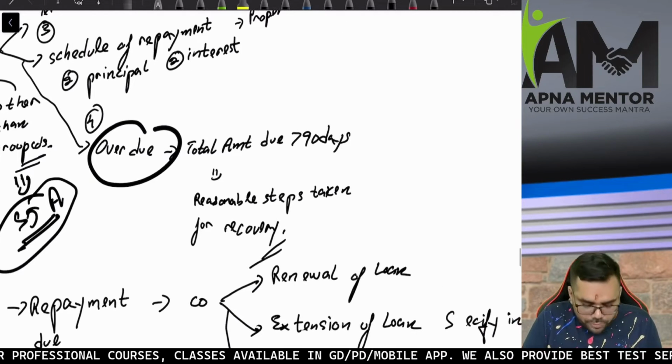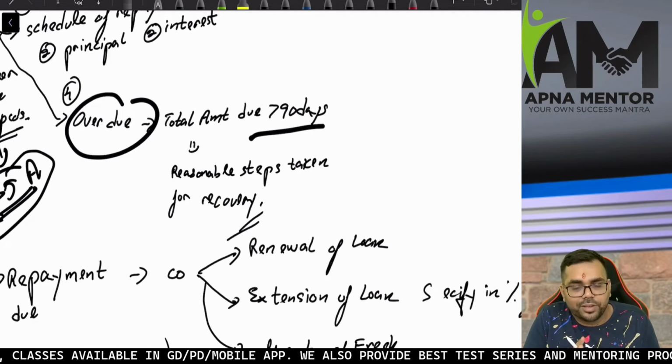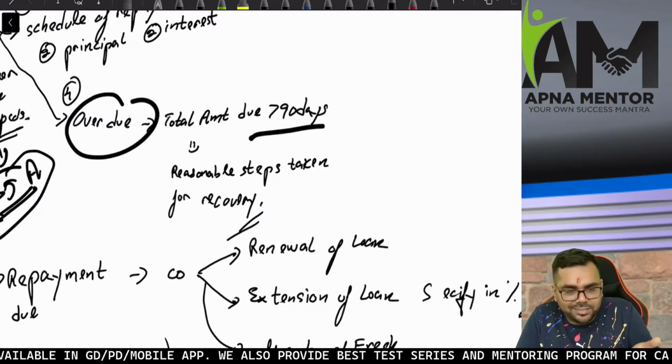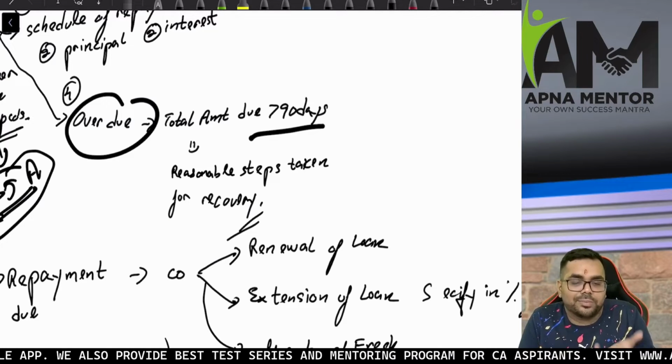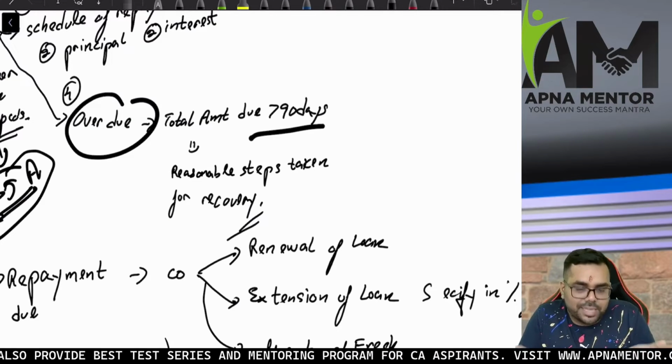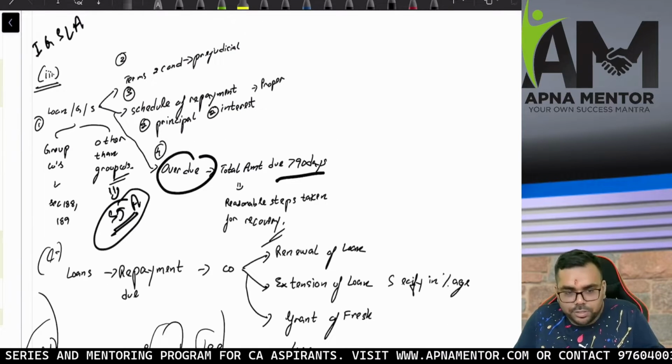So if the amount is overdue and the total amount due is more than 90 days, whether reasonable steps are taken for recovery. More than 90 days, almost it's an NPA. So are you taking any reasonable steps for recovery? What are the reasonable steps you are taking for recovery? So this is one major thing that you need to report in clause 3.